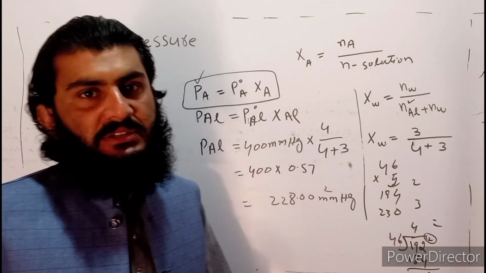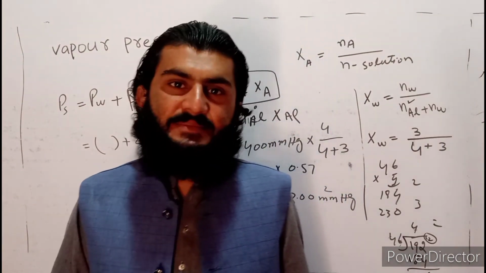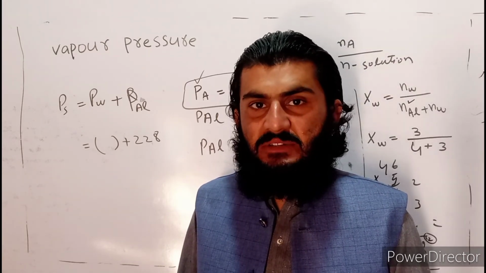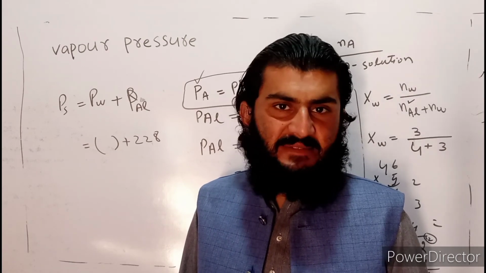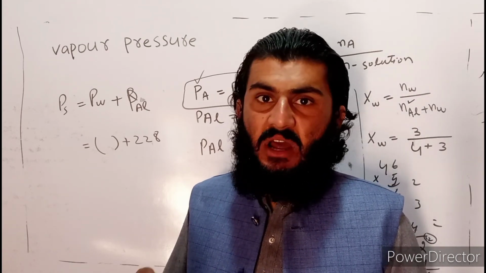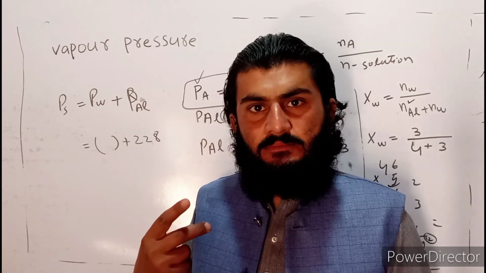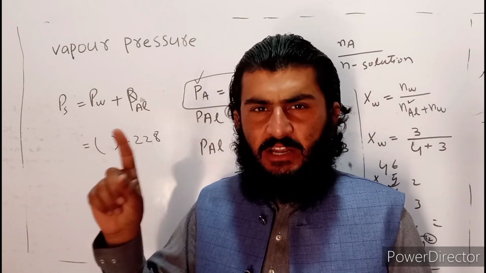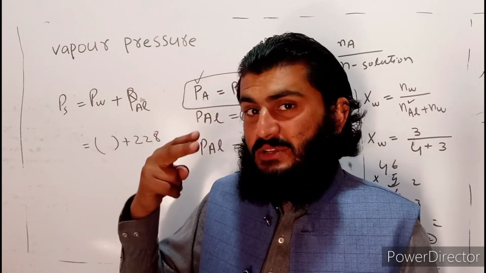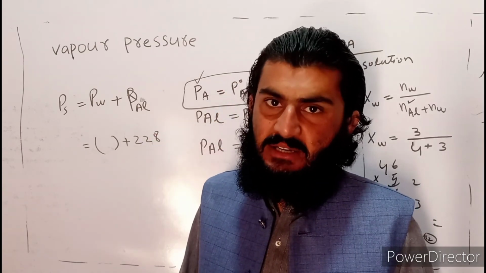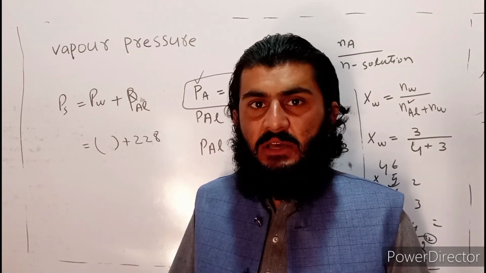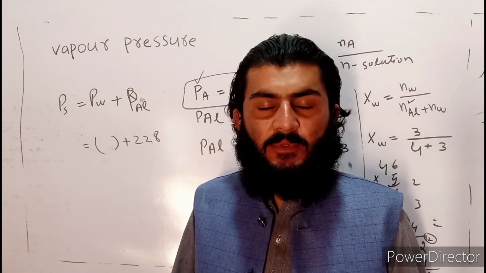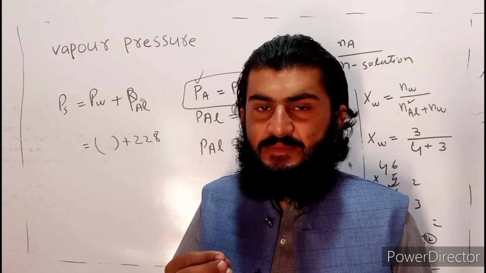So it's all about the vapor pressure of volatile substances. When we mix two volatile substances, what will be the vapor pressure in solution form? We applied Raoult's law as well as Dalton's law and derived three equations, two related to Dalton's law and one related to Raoult's law. By this mechanism, you can find the partial vapor pressure of any substance in solution, as well as the vapor pressure of any substance in pure form.